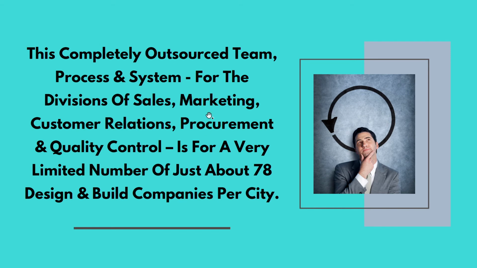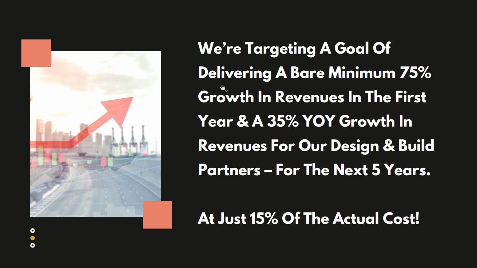Now, to just summarize what we've already mentioned, this completely outsourced team process system for the divisions of sales, marketing, customer relations, procurement, and quality control is for a very limited number of just about 78 design and build partners per city. This is very, very important because we need to maintain the quality of the entire program and model. Now, what we're targeting is a goal of delivering a bare minimum 75% growth in revenues in the first year and a 35% year-on-year growth in revenues for our design and build partners for the next 5 years. So it's very, very important that we are looking at this association for a longer tenure.